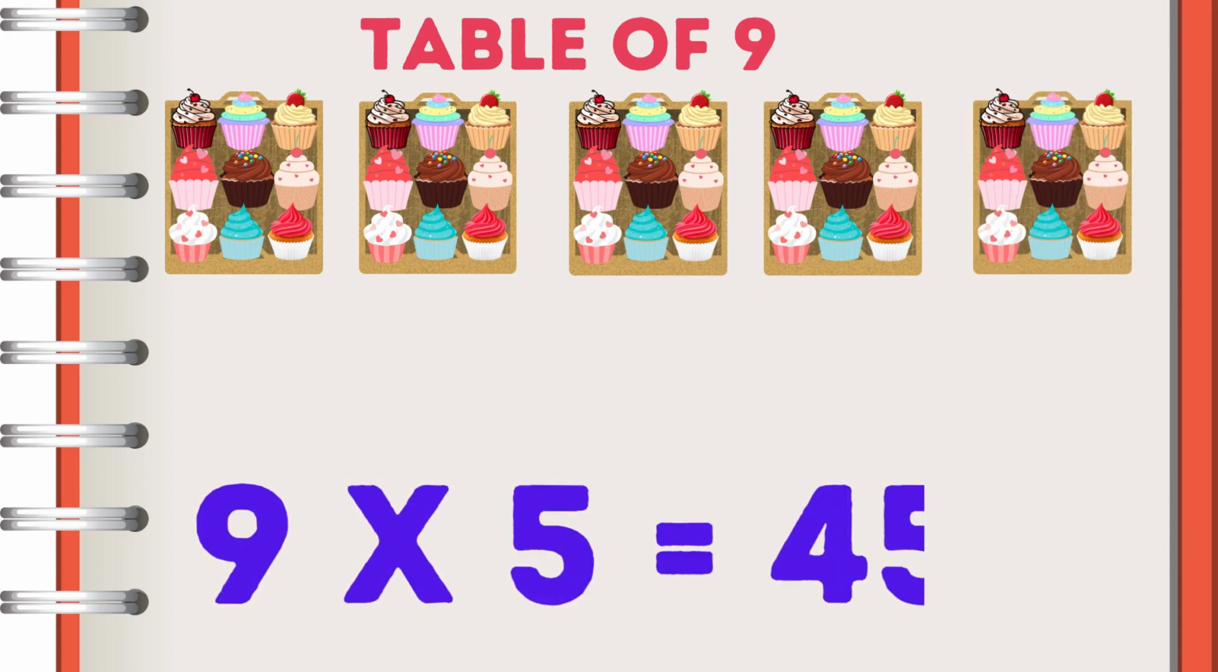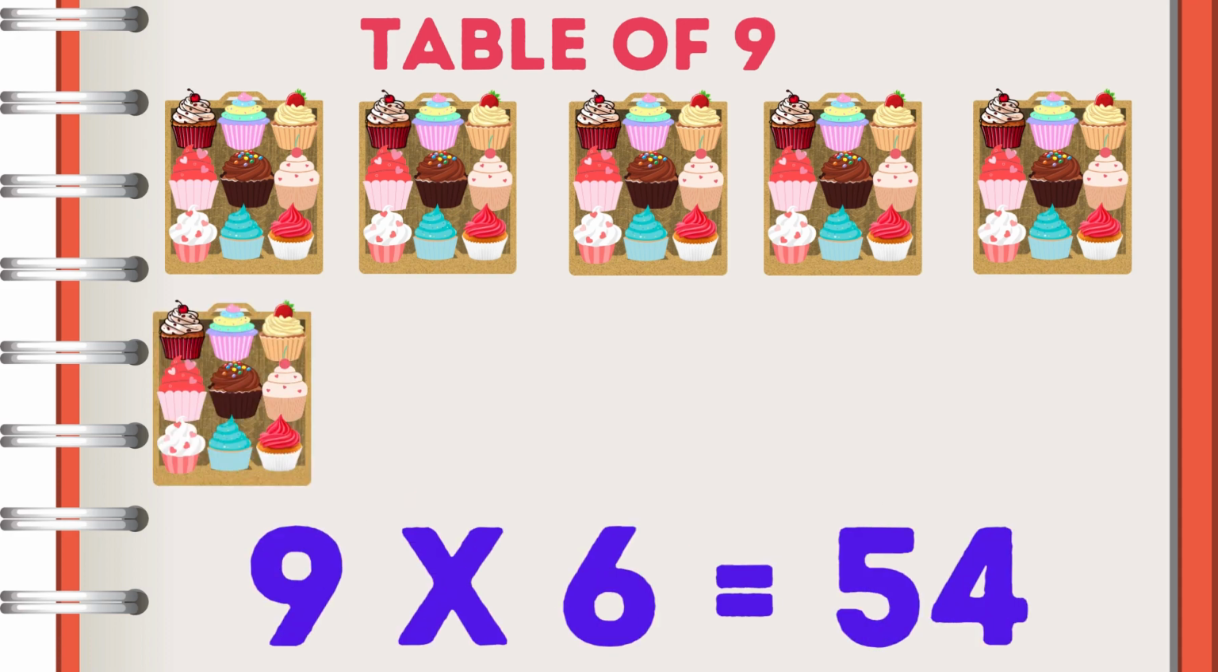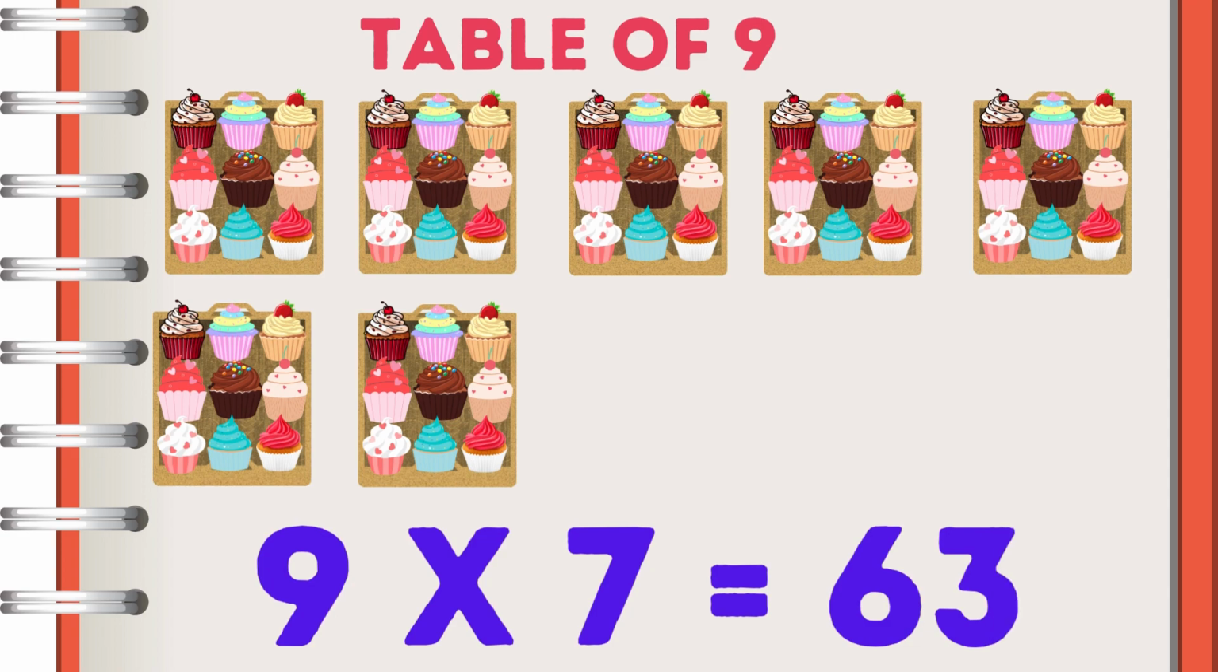9, 18, 27, 36, 45. 9 times 5 is 45. 9, 18, 27, 36, 45, 54. 9 times 6 is 54. 9, 18, 27, 36, 45, 54, 63. 9 times 7 is 63.